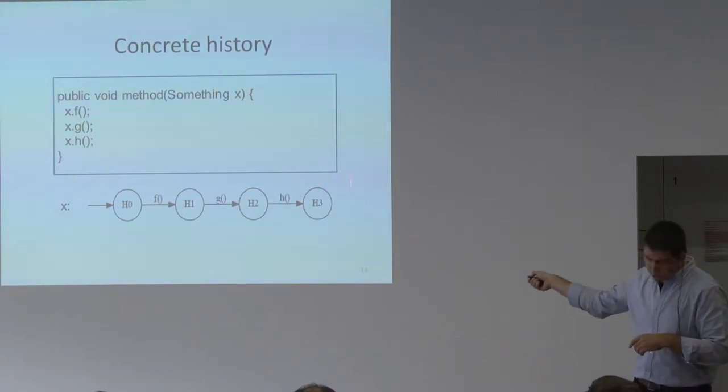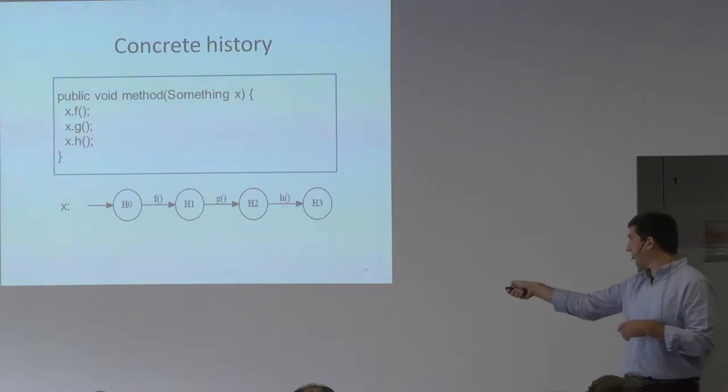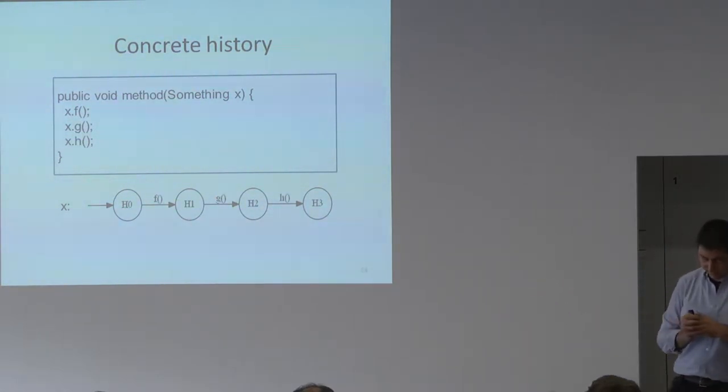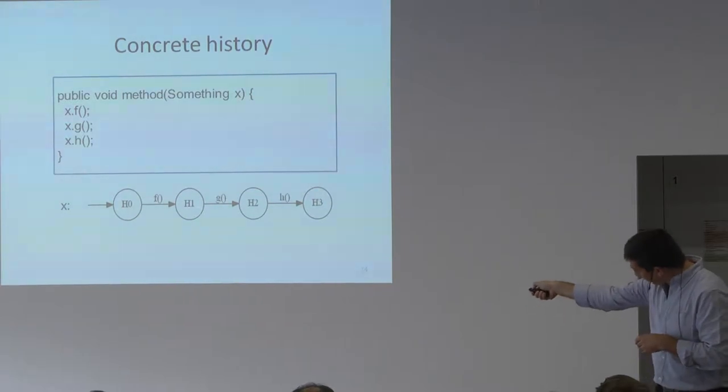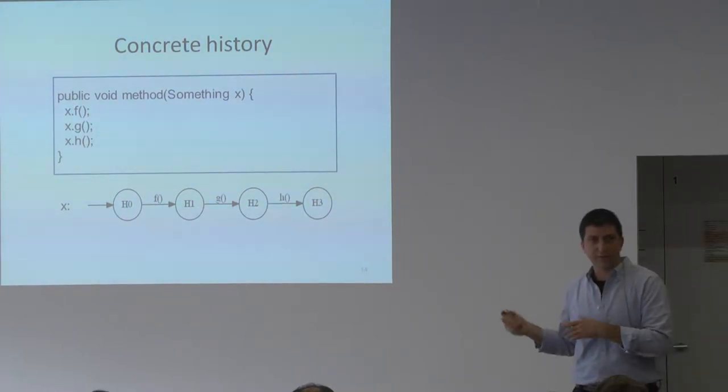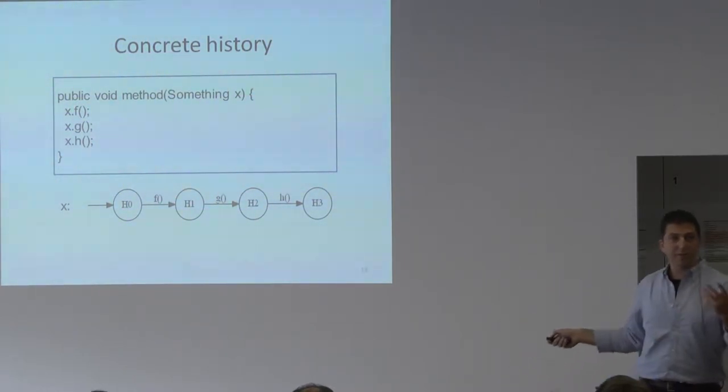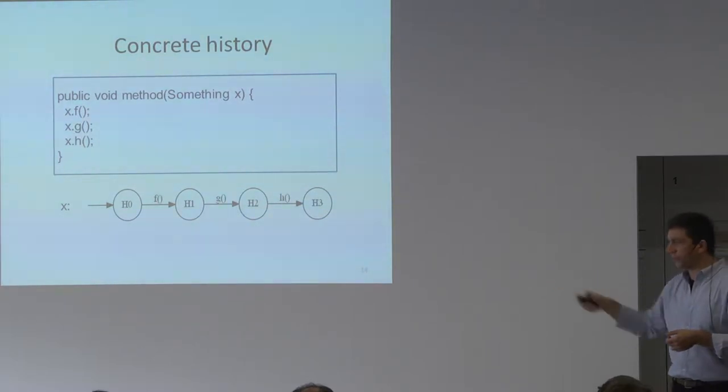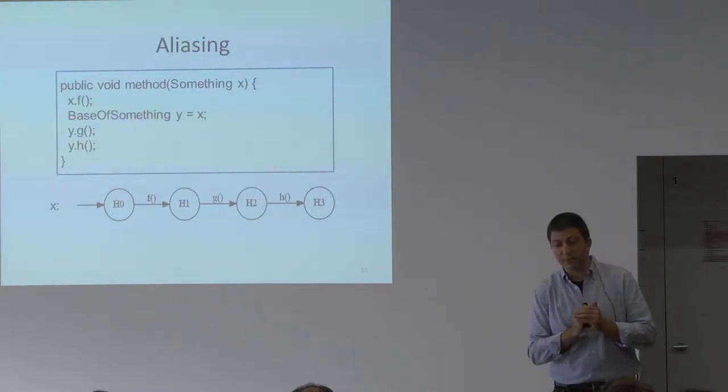I want to record the sequence. I want to say, yes, F was called, then G was called, then H was called. The name of the states in this automata is not important. I just use it so I can refer to them. So the information here is on the edges, the sequence F, G, and H. That's what I remember from this example.